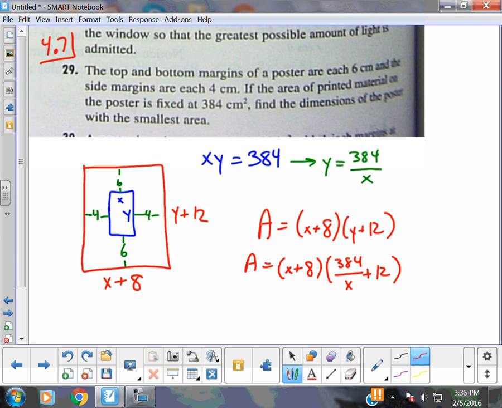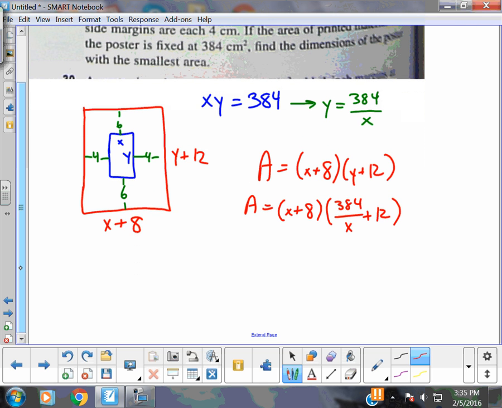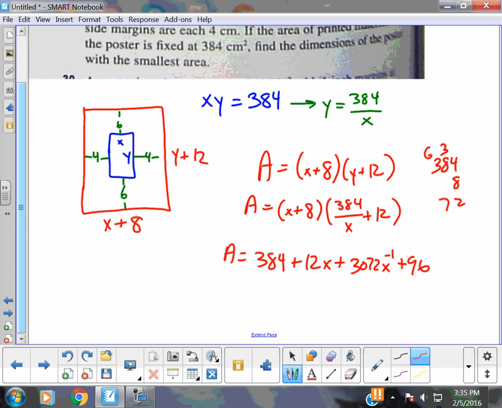And now I want to take the derivative of this function. Now, I'm looking at A, because I want to optimize and find the local min. I think it's going to be easiest to go ahead and multiply these two binomials together. So I'm going to get A equals 384, X times 12 is 12X, 8 times 384, I suppose I should get my calculator out, but some good practice, 3,072, and I'm going to bring X up, X to the negative 1, plus 96. Now, I suppose I could combine like terms, but I really don't care.